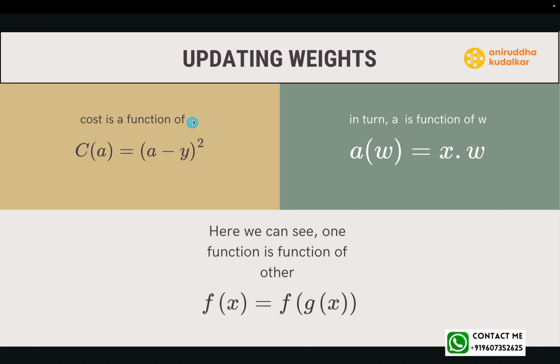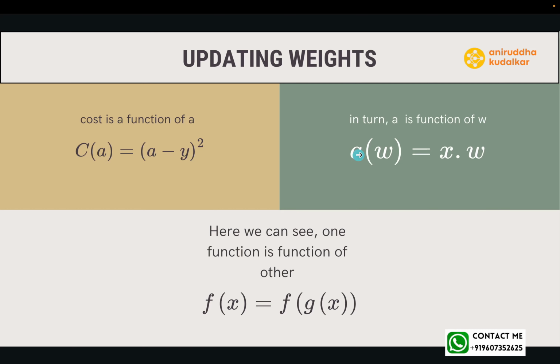So cost is a function of A minus y. C of A is equal to (A minus y) squared. These are mathematical terms, function and other things, but you don't need to worry about them now. Just remember that cost is a function of A. You can go to Google and search for what functions and domains mean, and you will get to know. That's easy. Now, cost is a function of A, that is (A minus y) squared.